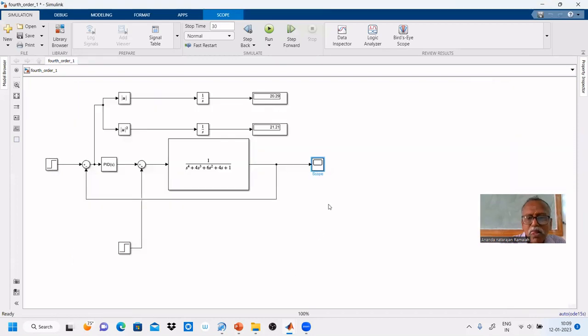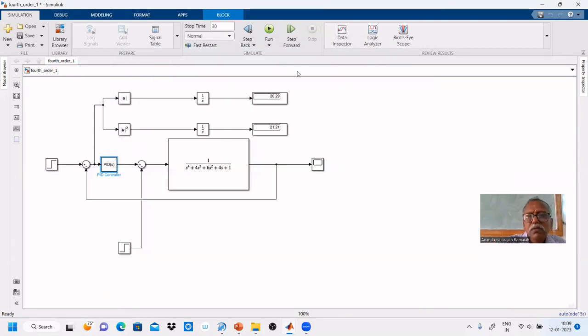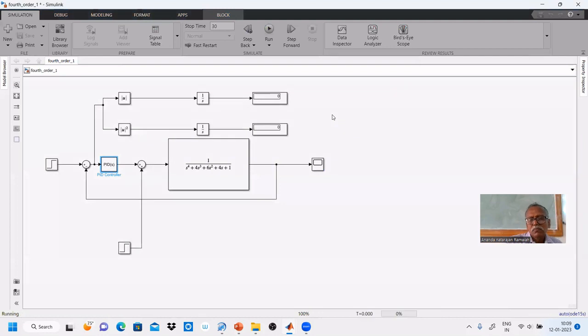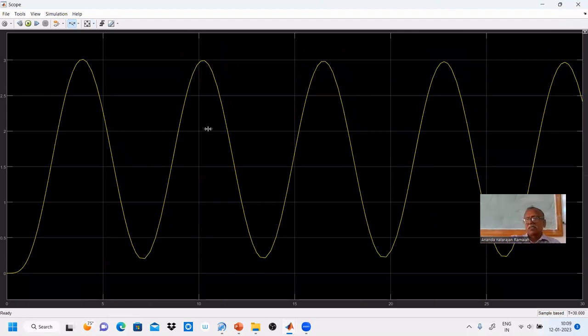But if you give a higher gain, now you get sustained oscillation. The amplitude is constant. The poles are exactly on the j omega axis. Therefore, K max equal to 4. Note down: K max equal to 4.